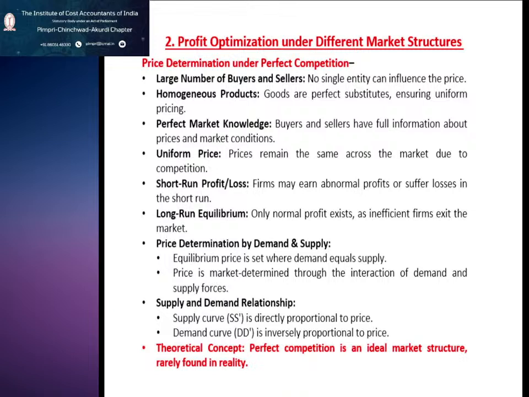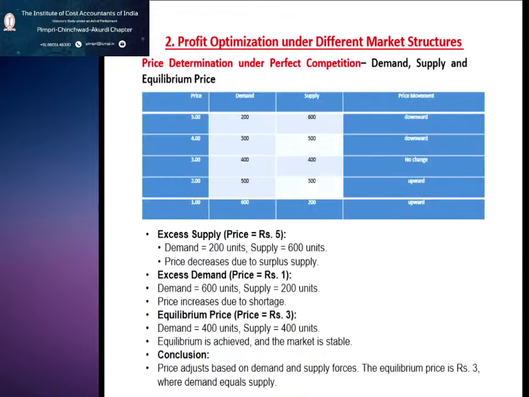Of course, perfect competition is an ideal market structure and is rarely found in reality. There is no economy in the world which has a perfect competition. It's an ideal state. We went through an example wherein the demand supply and how the price equilibrium behaves and helps in determining the price under the perfect competition.